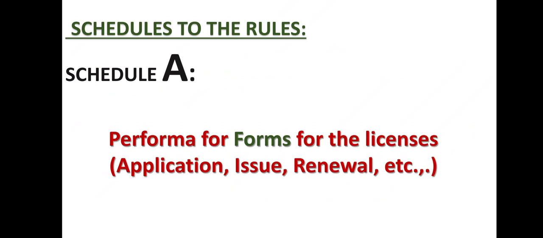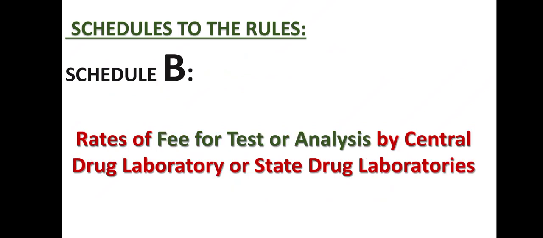Next topic, schedules to the rules. Schedule A deals with proforma for forms for the licenses, that is application, issue and renewal of the licenses. Schedule B deals with the rates of fee for test or analysis by the Central Drug Laboratory or State Drug Laboratories.